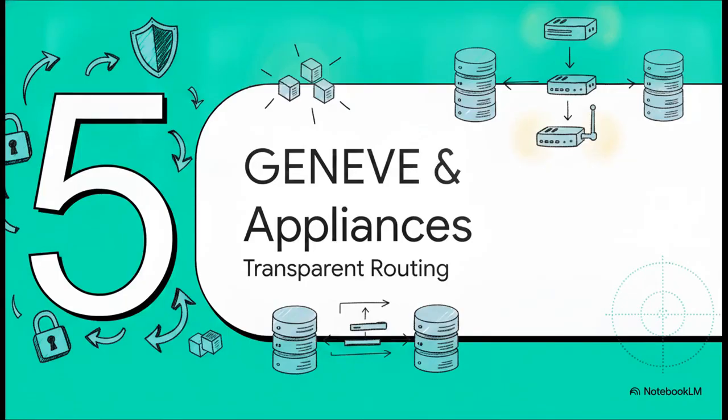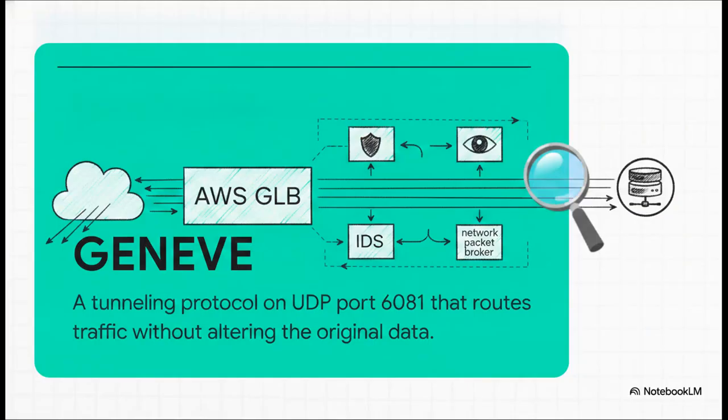Section 5. Geneve and Virtual Appliances. Let's shift gears to a highly specialized piece of routing technology that AWS relies on heavily for security. Now, Geneve stands for Generic Network Virtualization Encapsulation, and what's really fascinating about it is how the AWS Gateway Load Balancer uses this protocol, operating on UDP port 6081, to scale firewalls horizontally without breaking the application's connection.